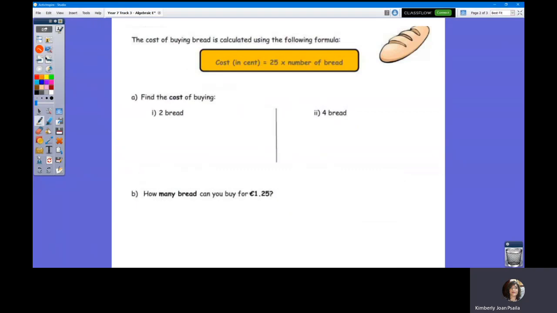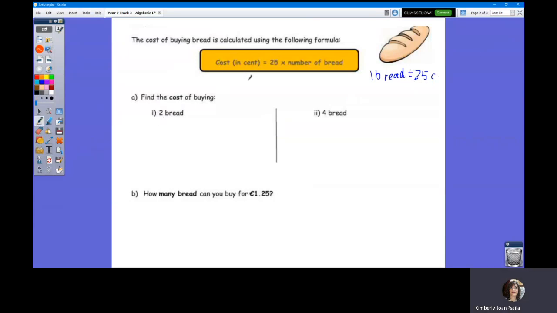Here I have another example. The cost of buying bread is calculated using the following formula. So cost, which is in cents, is equal to 25 times the number of bread. Now, what do you think this 25 is? This 25 means that one bread costs how much? It costs 25 cents.